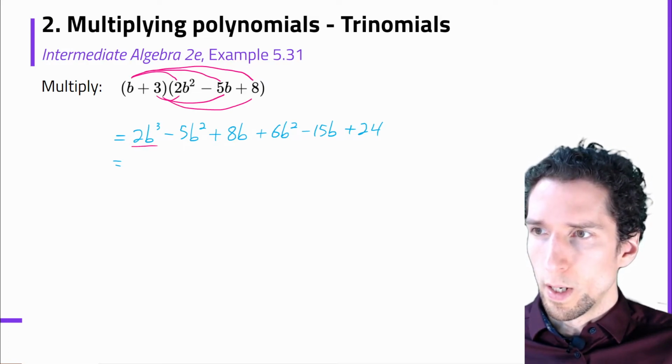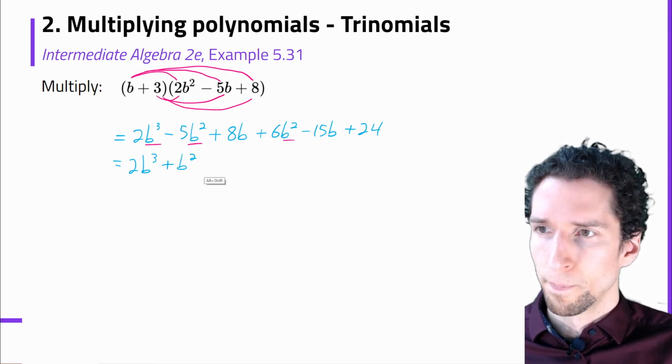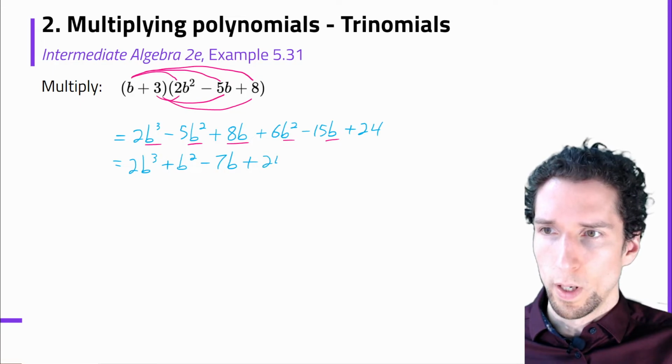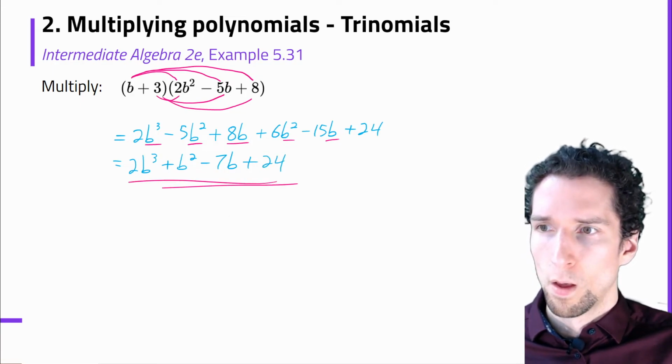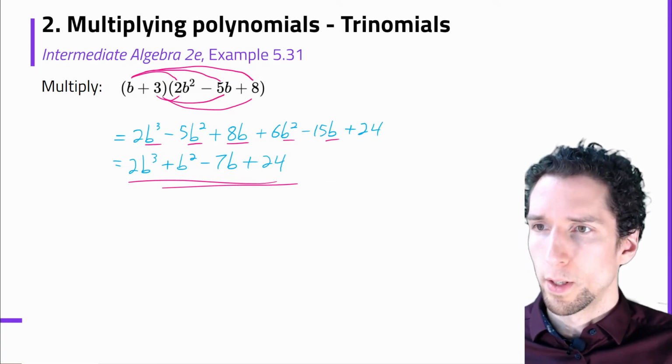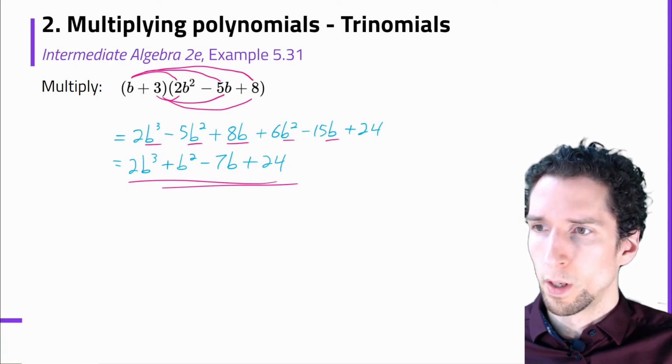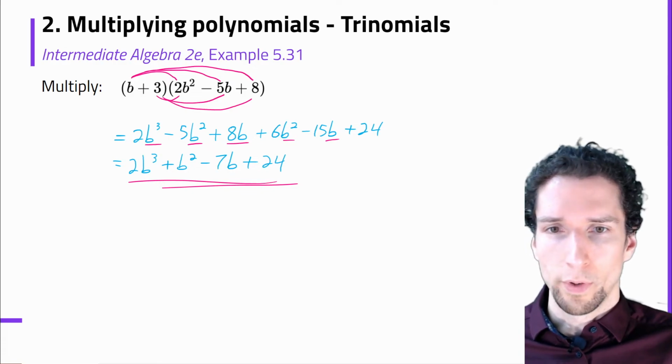So the b cubed, only one of those, so that's just 2b cubed. B squared, 2 of those, negative 5, positive 6, so that's just plus b squared. B's, 2 of these here, so plus 8 minus 15, so minus 7b. And the last one, just 24, only one constant. Okay, so there's our process. So 6 terms at this step, but then we simplify. We end up with this polynomial with 4 different parts to it.